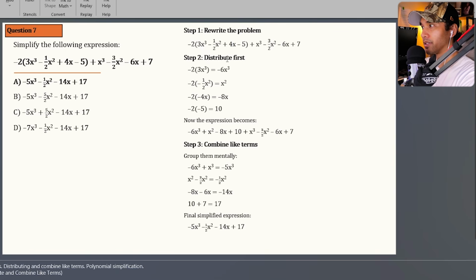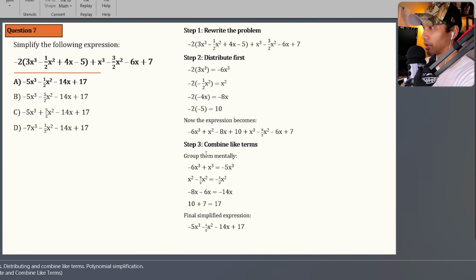Rewrite the problem. Distribute first. So distribute that negative 2 to everything in the parentheses like so. And then they get these terms. And then they put these terms back into the expression, adding the x cubed, negative 3/2 x squared minus 6x plus 7. And they combine like terms, okay?